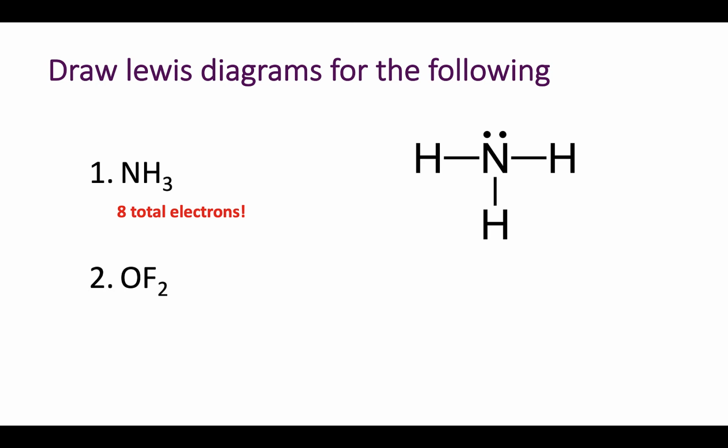But OF2, first of all, we want to count and make sure we are going to place 20 total electrons. This is the 6 valence electrons on oxygen, plus 7 on each fluorine. So 2 times 7 is 14 electrons, plus the 6 on oxygen makes 20. And so we want to make sure we're placing 20 total electrons. We know that oxygen with 6 valence electrons likes to form 2 bonds, and fluorine likes to form 1 because it's a halogen and is just 1 away from that complete octet.